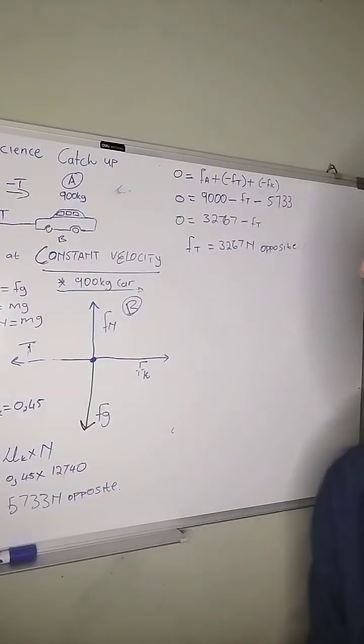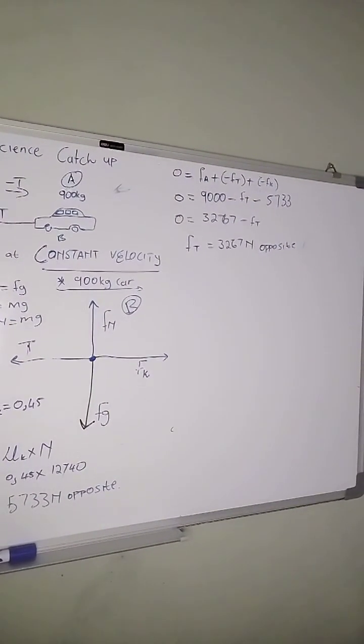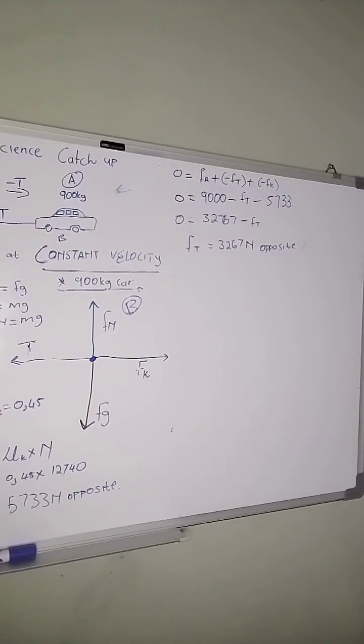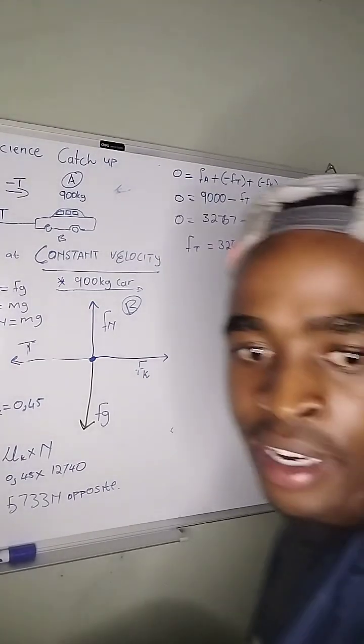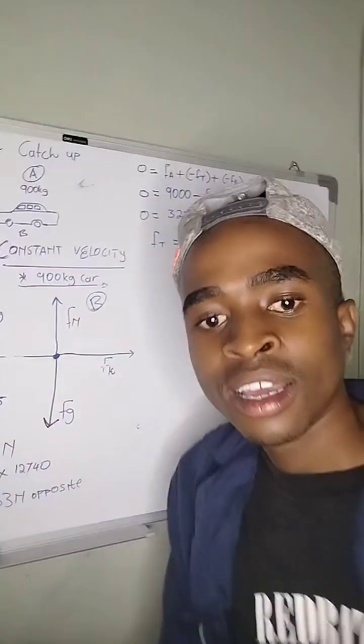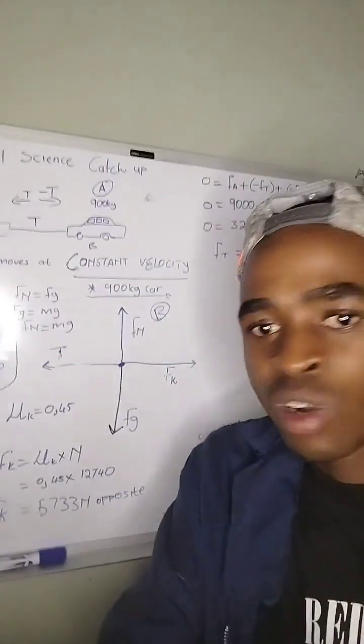And what is the next thing that we have to calculate? Let me check. We can calculate what? Just write opposite the direction of the motion.